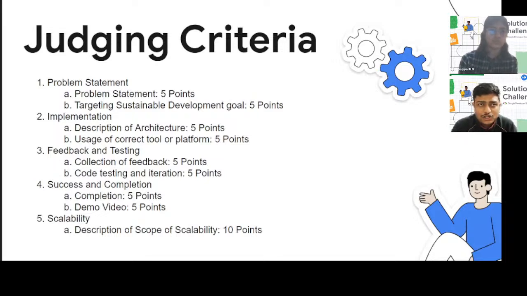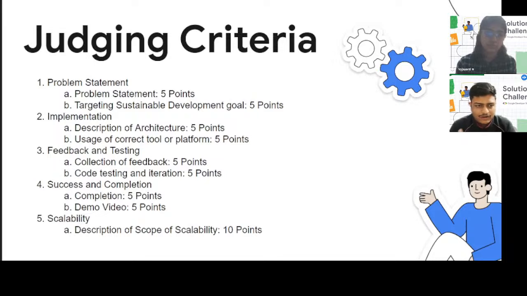The solutions and the products that are built on top of real world inputs are more valuable, right? So the collection of feedback and testing your code and multiple iterations in the real world and with a real audience holds a very good significance, right? So it holds 10 points.